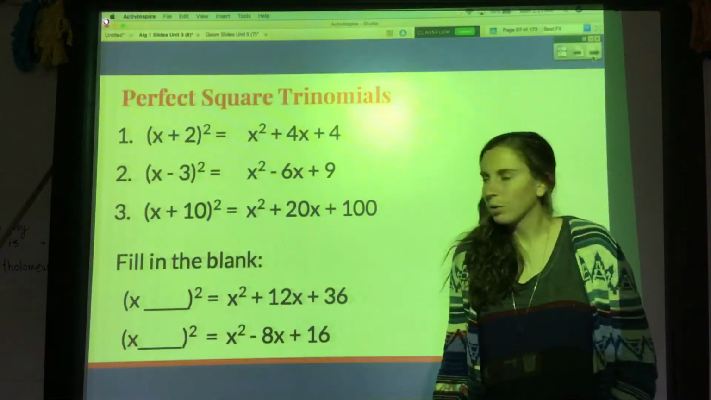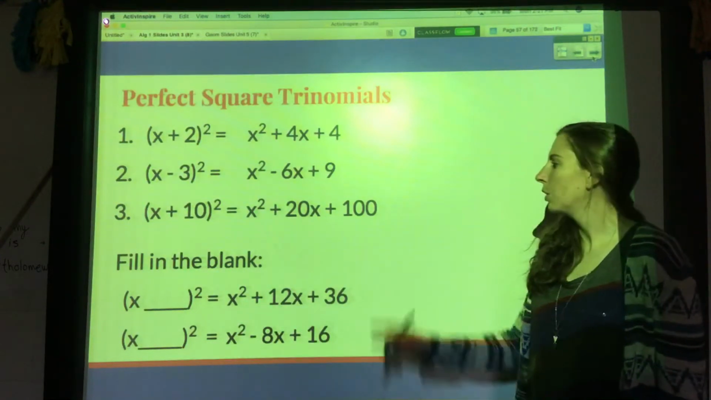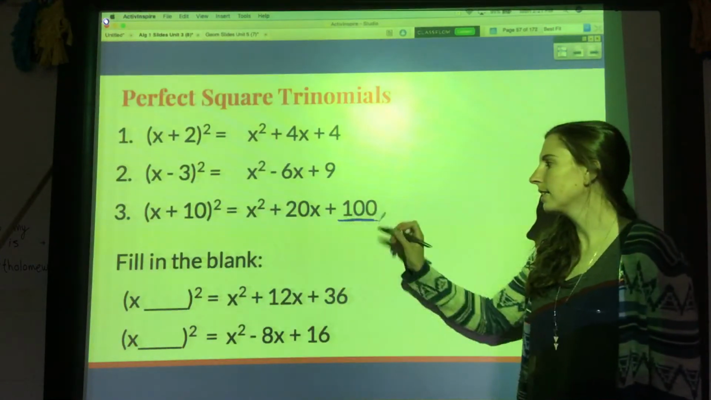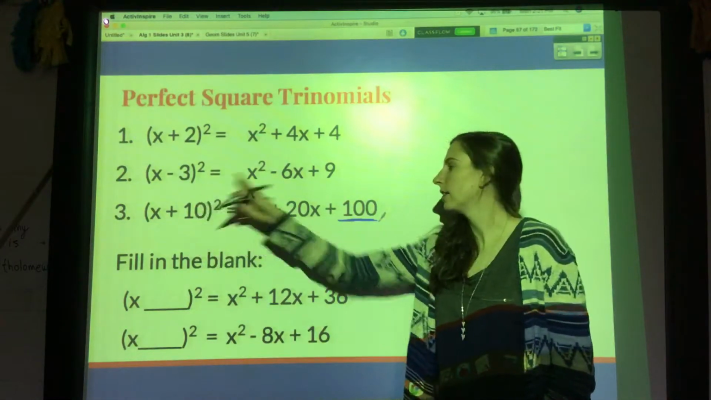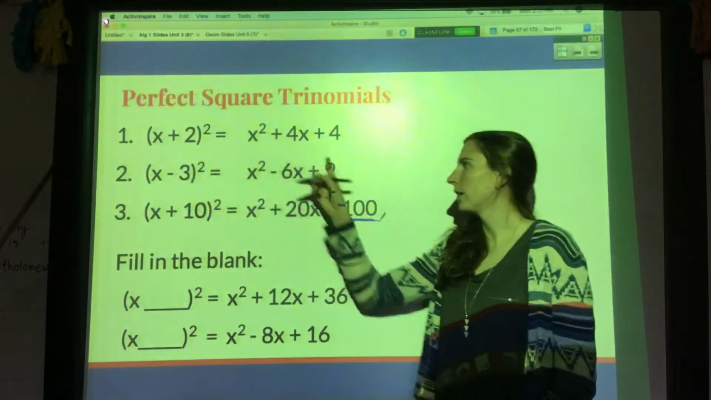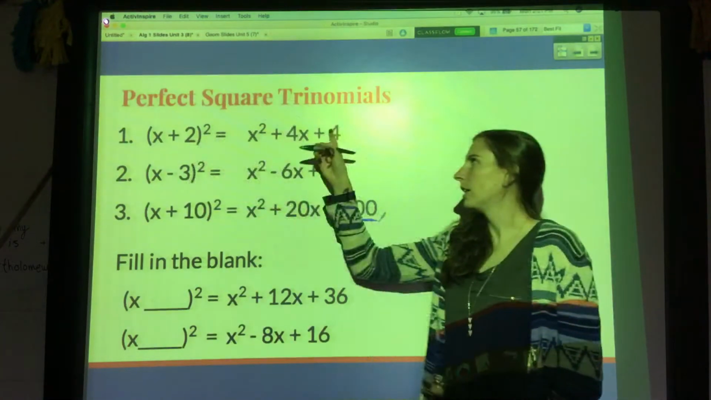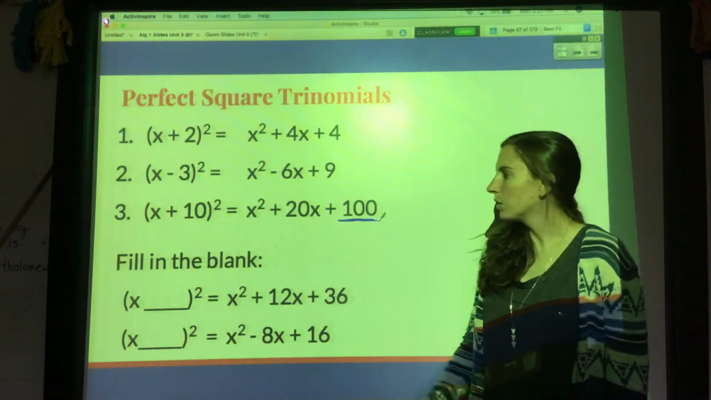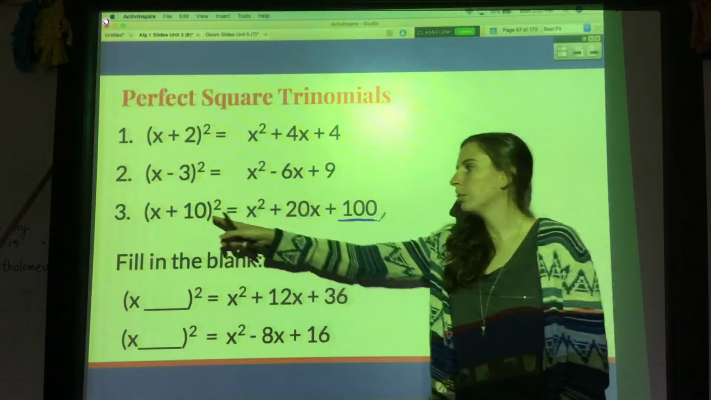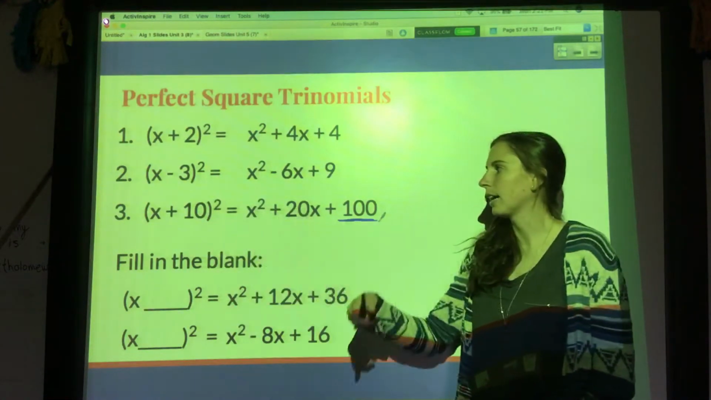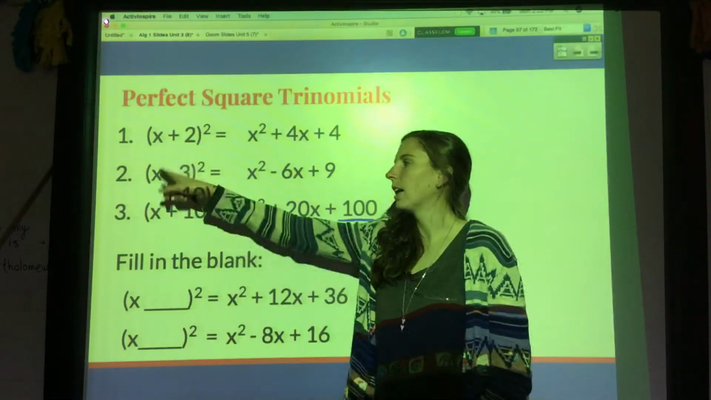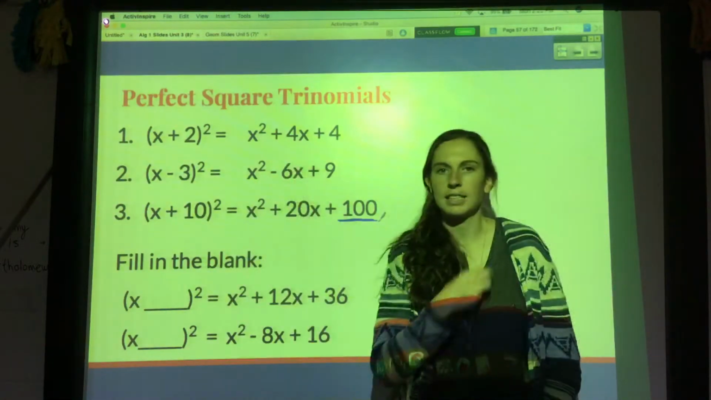So the pattern you probably are noticing is whatever this number on the end is, it's the squared version of this. 10 squared is 100. Negative 3 squared is 9. 2 squared is 4. Also, the middle number is always double this because we end up having 10x and another 10x, which is 20x. Or negative 3x and another negative 3x, which is negative 6x.